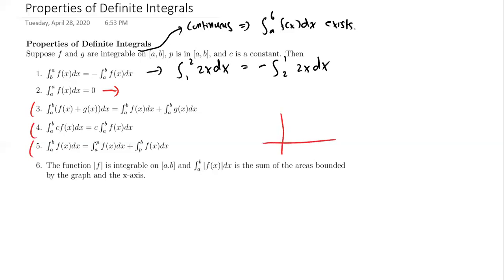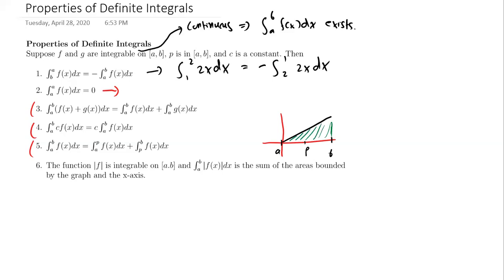Suppose we have some function here that looks like this. Let's say this is b, this is a, and there's some p here. We want to find the net area, or the integral from a to b of f dx. We're looking for this area. Okay. What is this saying?